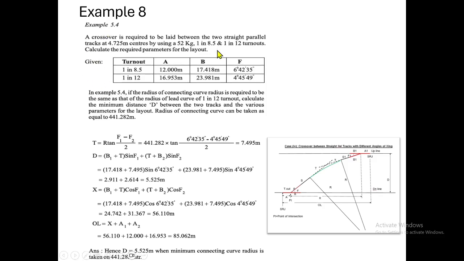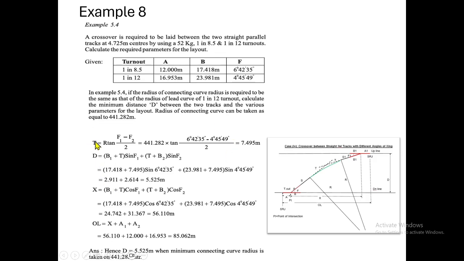The same problem that we have seen earlier: 1 in 12 and 1 in 8.7 we have, but we want to provide the radius of 1 in 12, that means 441.282 meters. If that is the case, what should be the minimum distance between two tracks you have to keep? So, as told earlier, now we can find out.